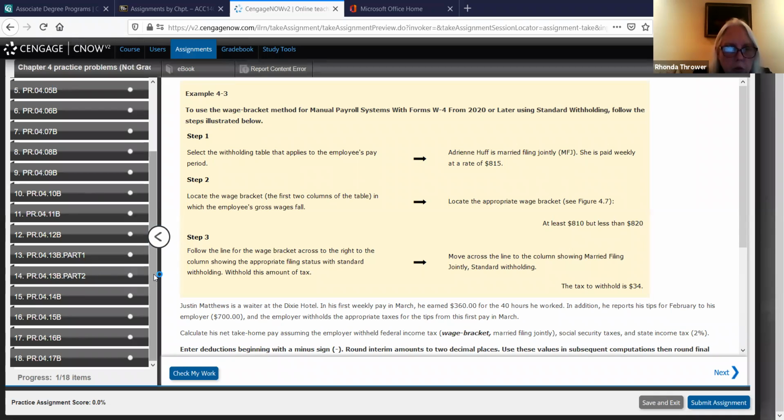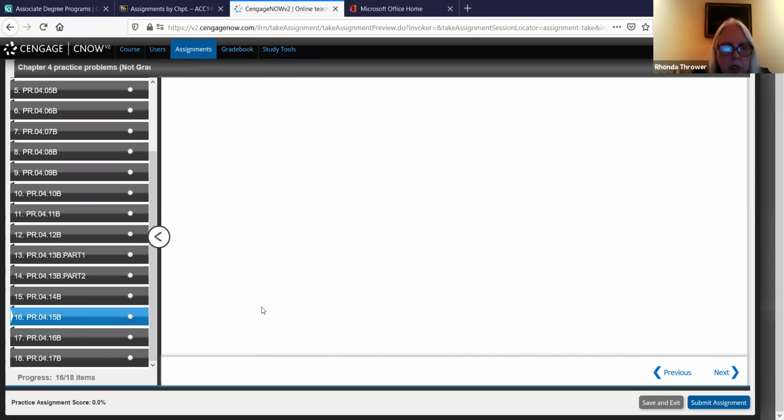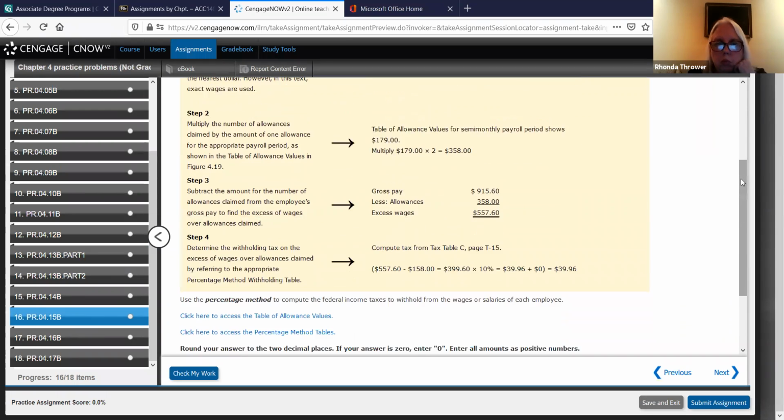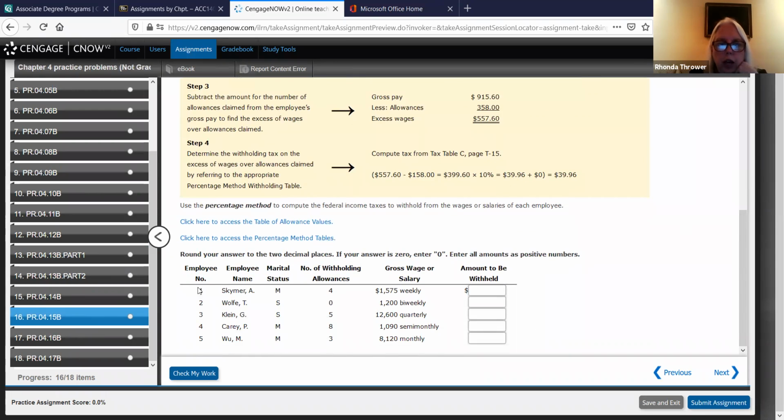Let me make sure I'm on the right problem too. That would help. And here's Schuymer, and this is his marital status. This is where it was showing he had 4 withholding allowances, and this is his gross pay. So all we're trying to calculate is the amount of FIT that we would withhold for Schuymer.